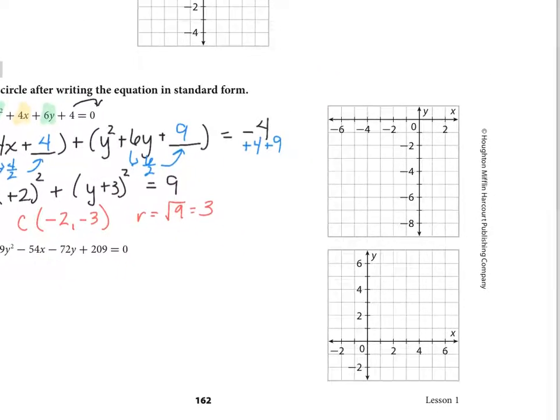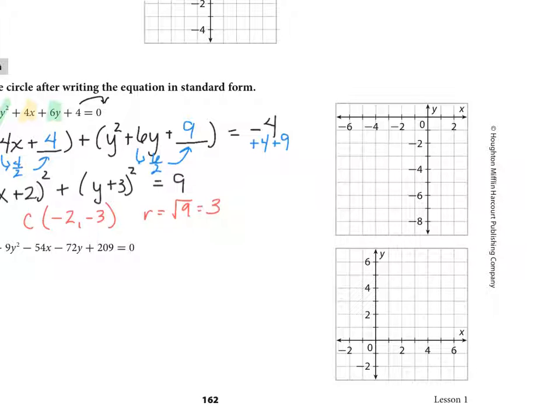All right, let's plot our center point first. Negative 2, negative 3. So there's my center. Our radius is 3, so go 3 units to the right. 1, 2, 3. Go to the left. 1, 2, 3. Go up. 1, 2, 3. And down 3. 1, 2, 3. And I'm going to change colors just so you can see the circle. And then carefully draw your circle. And there you go.